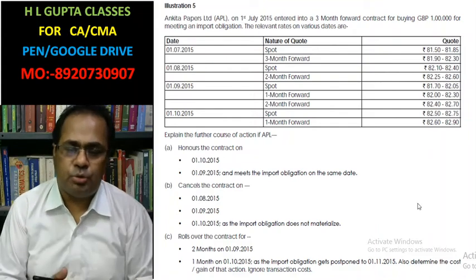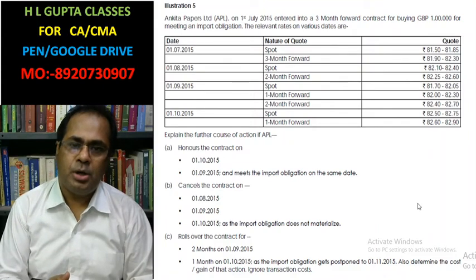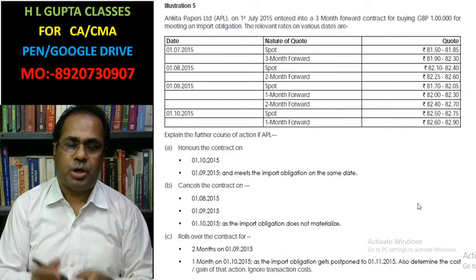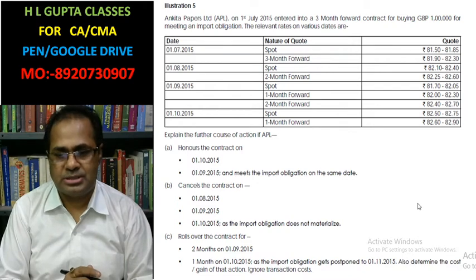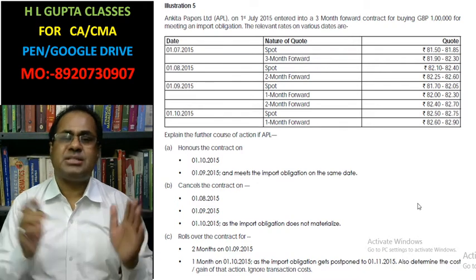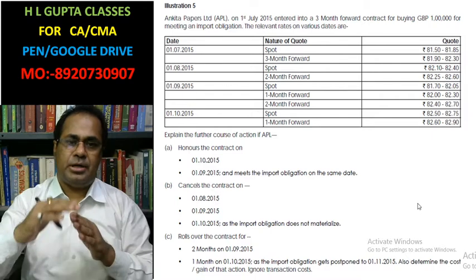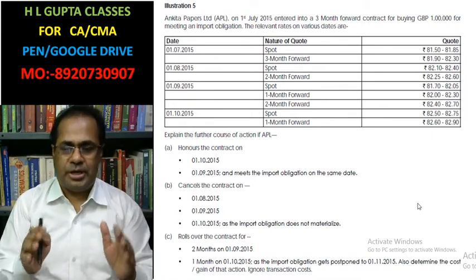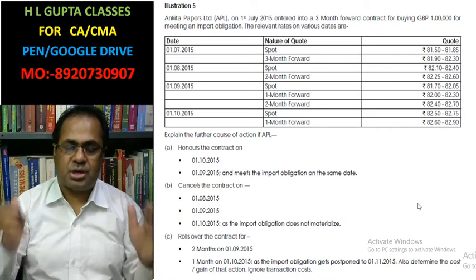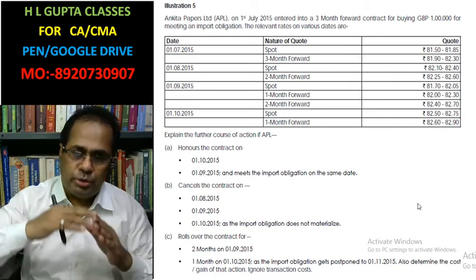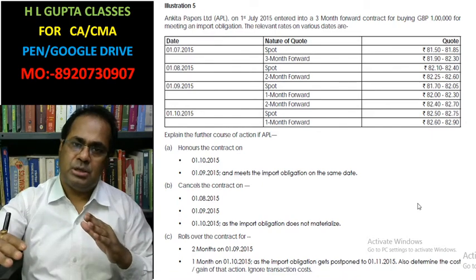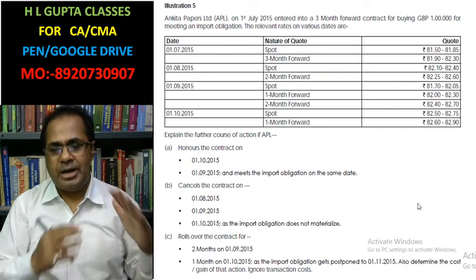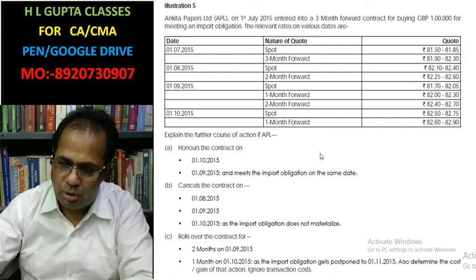Hello friends, I am going to discuss illustration number 5 of CMA Final Foreign Exchange and Risk Management. This is one of the most important illustrations, but on the basis of this illustration you can't understand the concept which the institute wants to make you understand. To understand the concept, I am going to solve a similar question from my concept classes.